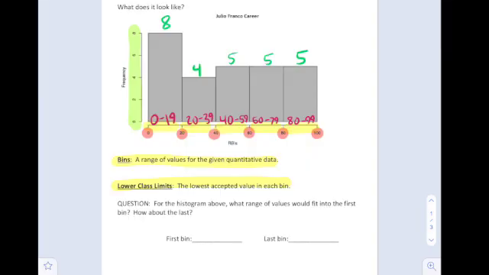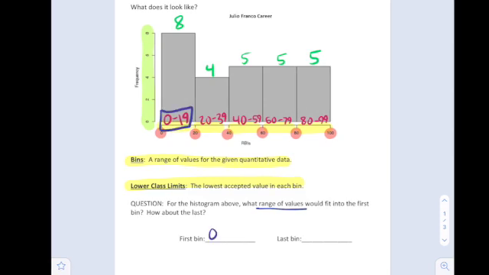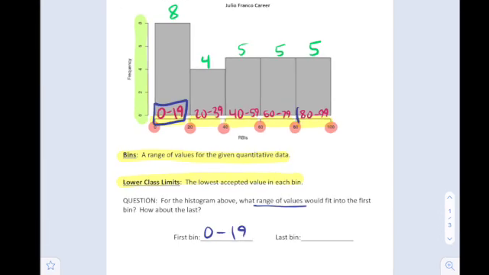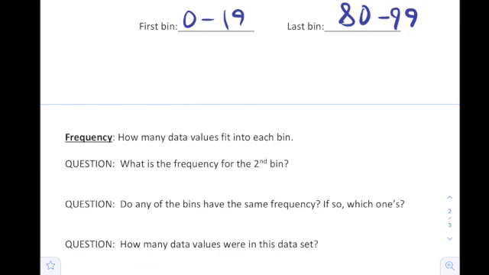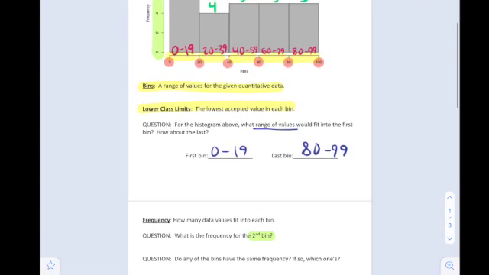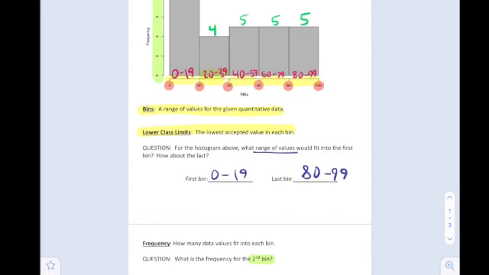Now we're just going to be asked some questions about this graph now that we know how to read it. The first question asks us, what range of values would fit into the first bin? Well, we already talked about that. That was the values from 0 to 19. And our last bin ranged from 80 to 99. Next we're asked, what's the frequency for the second bin? That means how many data values fall in the second range, from 20 to 39. And we realize that that's 4, because that bar has a height of 4.